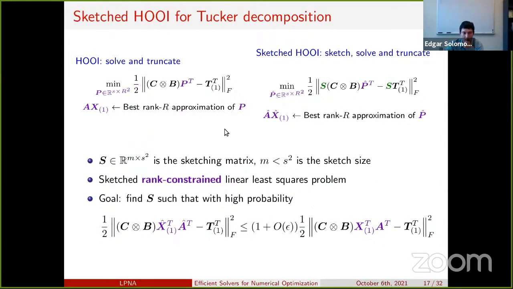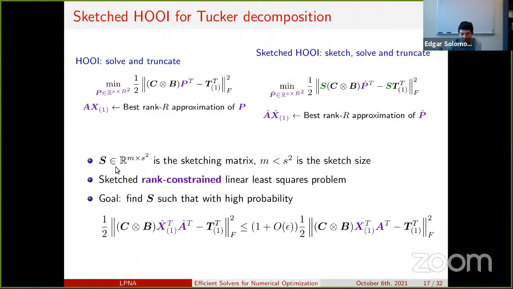Okay, so let's then look at what we need to do to actually perform sketching on HOI. So typically what's done with HOI is that we solve our linear least squares problem for the best choice of P. Then we perform an SVD to subdivide it into the factor and the core tensor. And this best rank R approximation gives us what we want. So the main idea of the sketched algorithm that we're proposing is very simple, is to perform sketching on the right-hand side and the equations here. And only after that, having computed the solution, perform a rank R approximation.